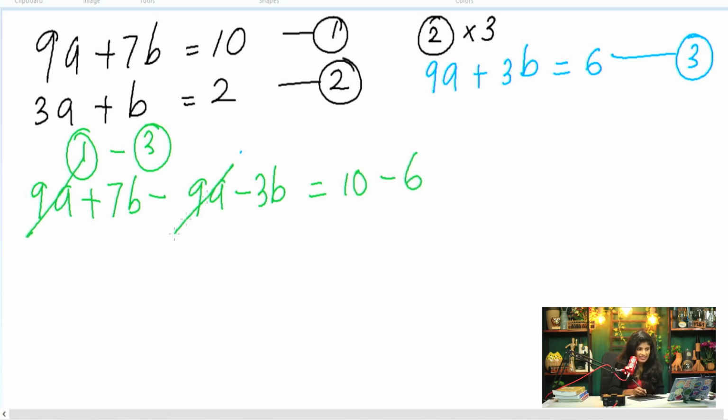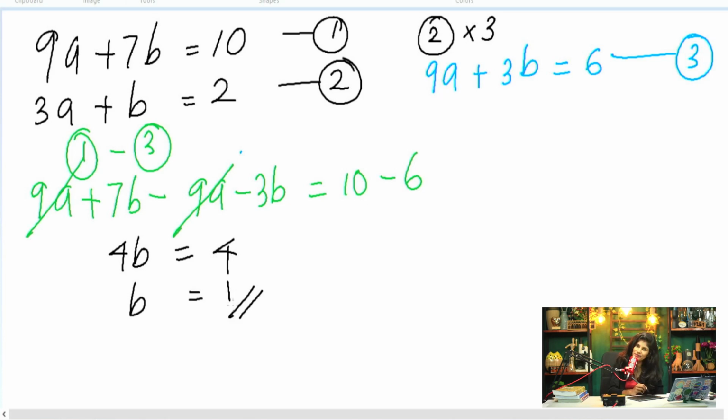9a and 9a are simplified. So 7b minus 3b means 4b equals 10 minus 6, which is 4. Dividing both sides by 4, b equals 1. We got the answer for b.